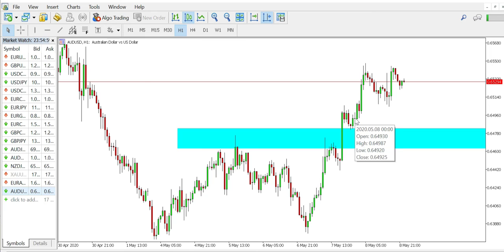And plus US dollar fundamentally is on a weaker side, and due to the virus US dollar is on a downside right now. So we'll be looking at the selling side for the US dollar. So pairing Australian dollar versus US dollar is a good pair for us.